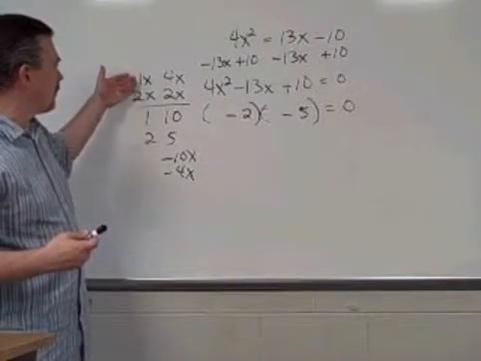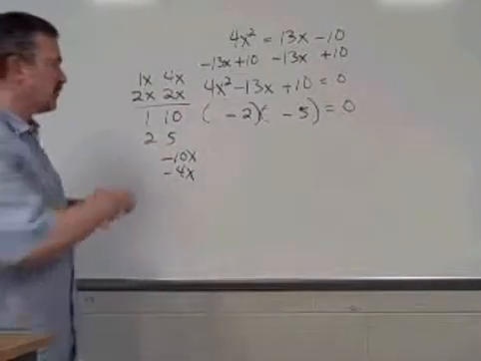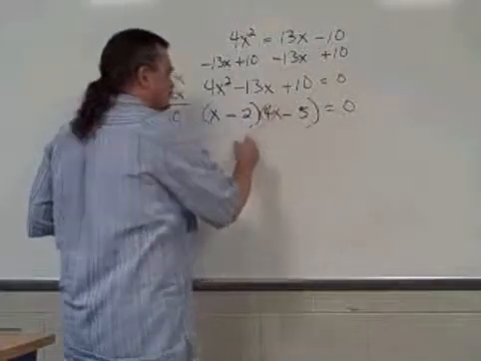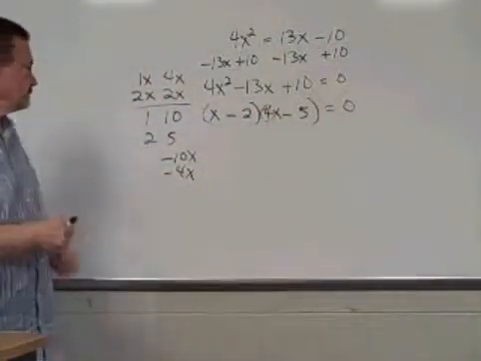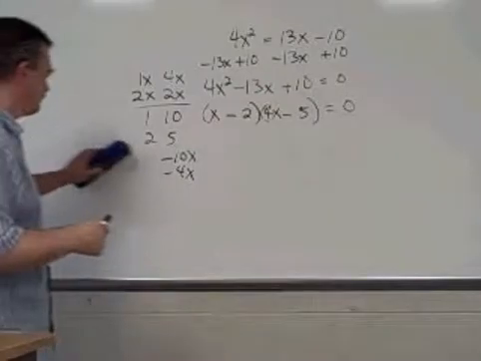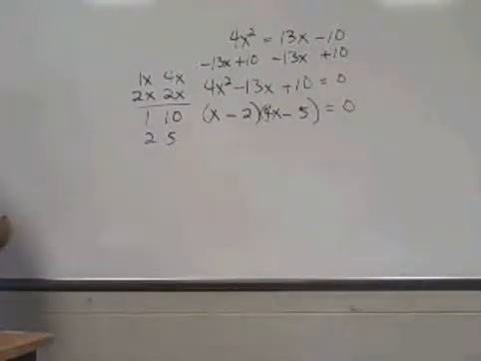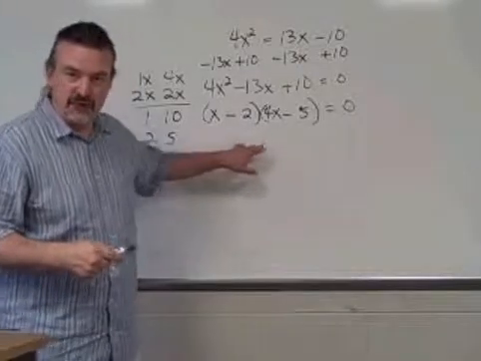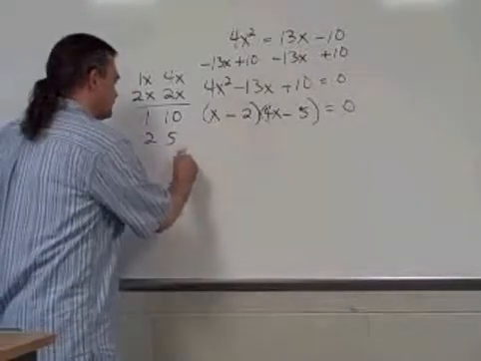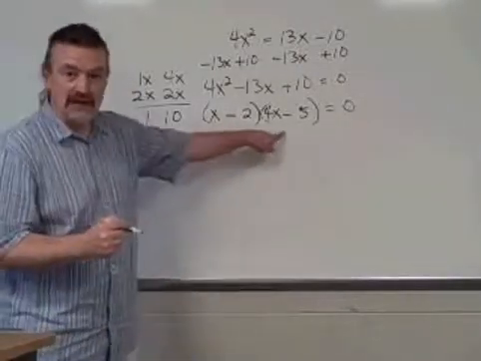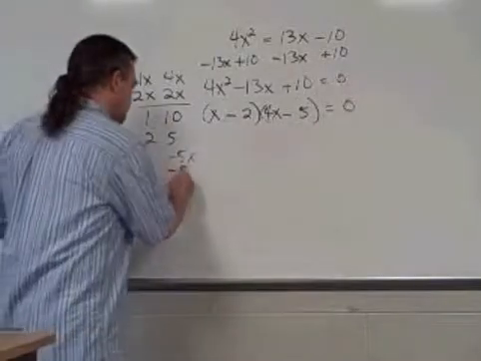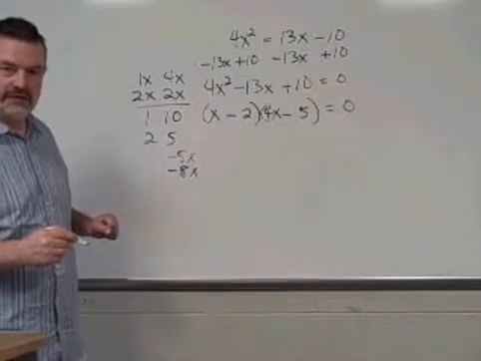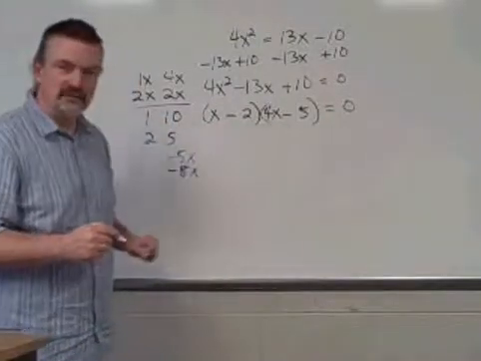So I think I'll try the 1x and the 4x with the 2 and the 5. Now under this arrangement, the O of FOIL is minus 5x, and the I of FOIL is minus 8x. Those two terms combine to the minus 13x that we need, so we have our factorization.